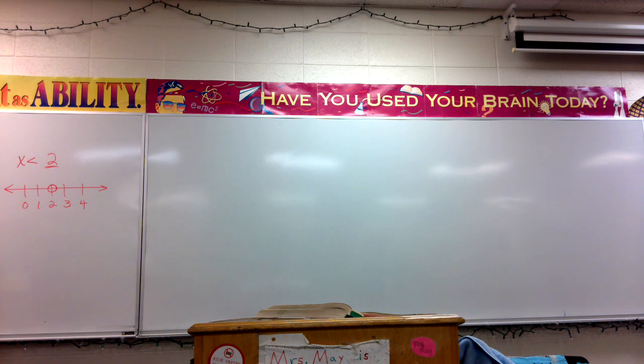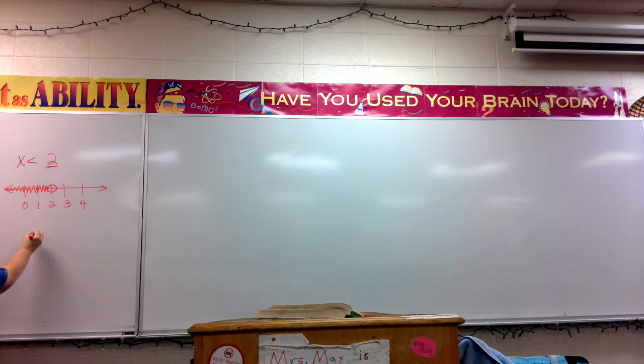Do we color in the circle or not? Why not? Because that means it's equal to. If it's got an equal to, then you would color it in. This one does not have an equal to, so we don't color it in. And this says we want x's that are less than 2. Where do I find x's that are less than 2? To the left. Correct.